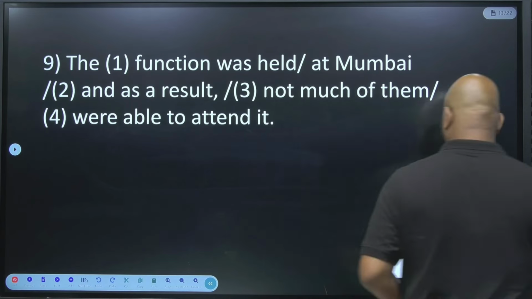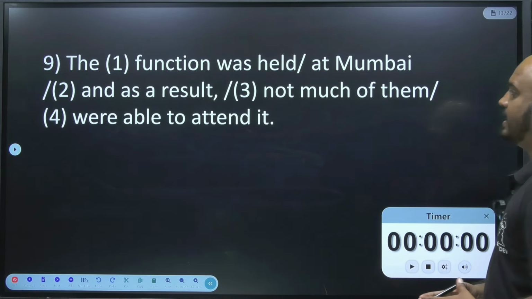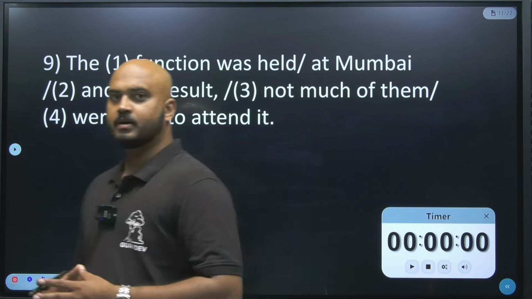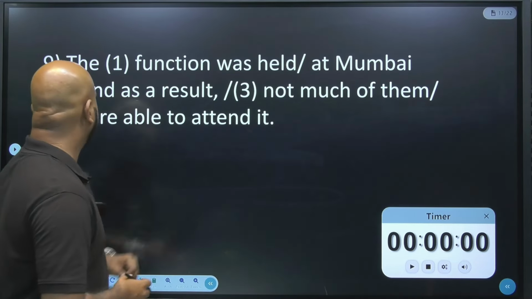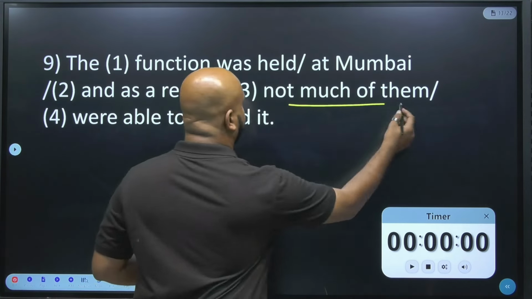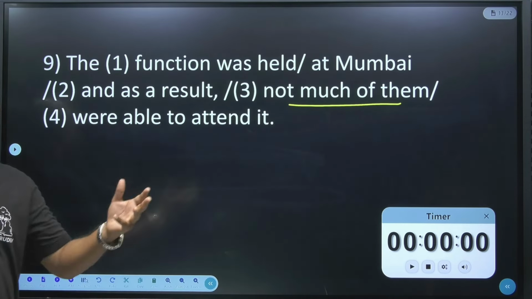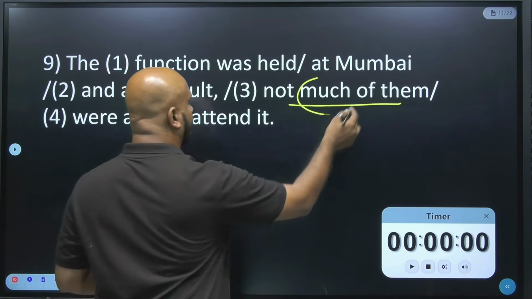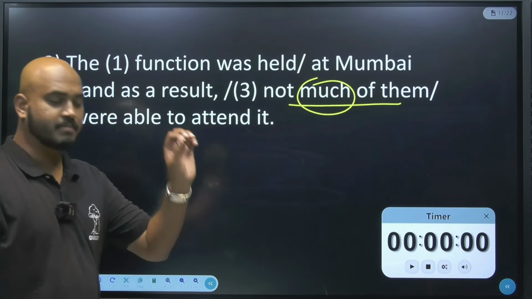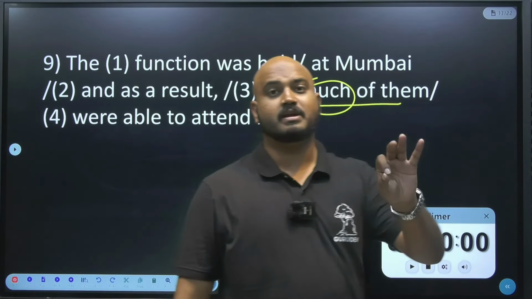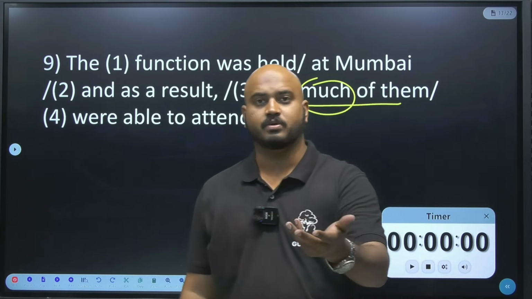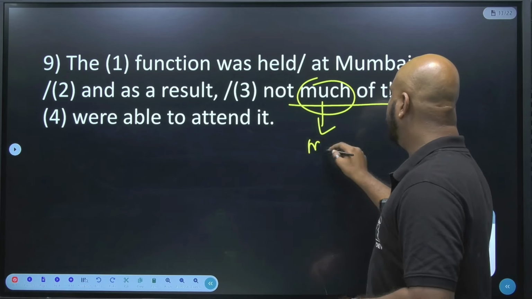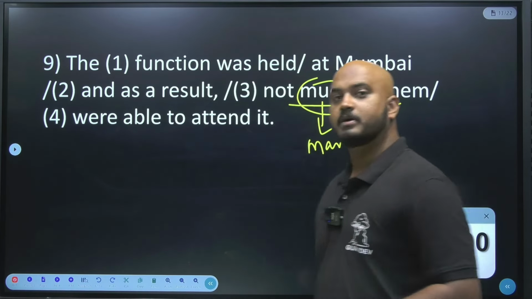Okay, time's up everybody. The function was held at Mumbai and as a result, not much of them were able to attend it. If you observe here, the error is clearly in part 3 because you're talking about people, the attendance of people, that people did not attend it. And this particular word is completely incorrect because the word much is used with uncountable nouns only, the nouns which you cannot count. And people are countable. So that's why we have to use, not many of them were able to attend it.